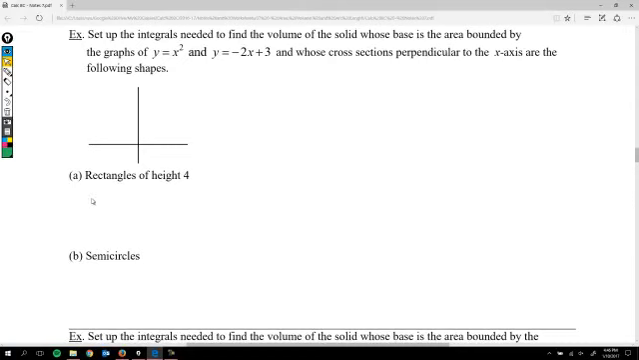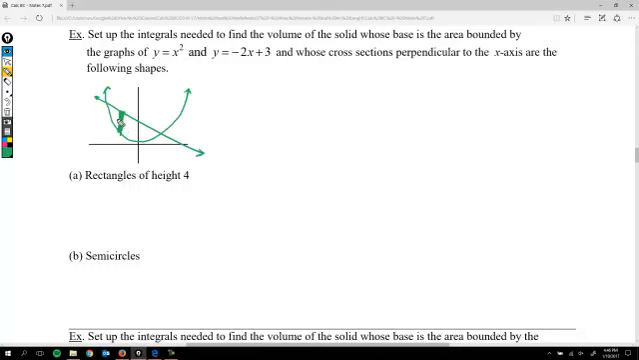All right, so let's actually do some practice. First example, I'm given a parabola. So x squared looks something like that, and then negative 2x plus 3, a linear function going down, looks something like that. So here is my area. And what I'm doing is taking cross sections perpendicular to the x-axis, first, rectangles of height 4. Again, I'm taking cross sections that look like this, perpendicular to the x-axis. If you can imagine, this is us looking at a bird's eye view. I'm looking from above. This is my cross section.